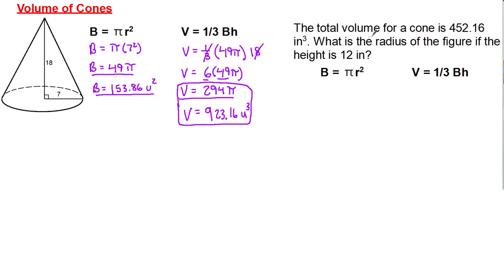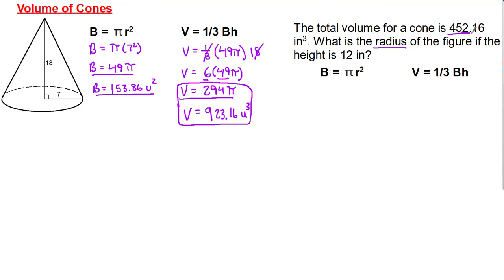Now, it says the total volume of a cone is 452.16 inches cubed. What is the radius of the figure if the height is 12 inches? Okay, so we don't know the radius. So we're going to start with this formula first, and then we're going to use this in order to figure out our area of the base. And then once we figure out the area of the base, we could then figure out what the radius is. Okay, so let's go ahead and do that.